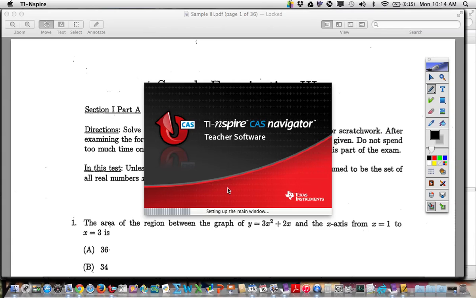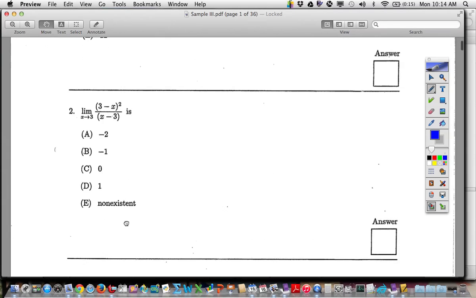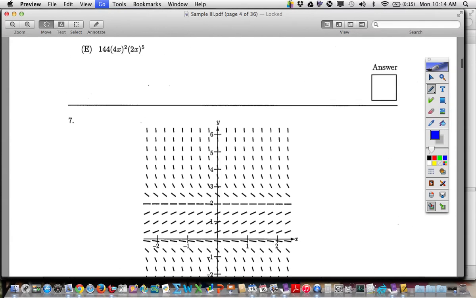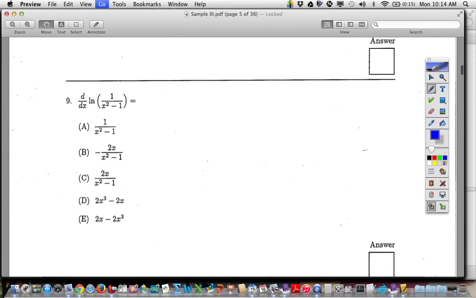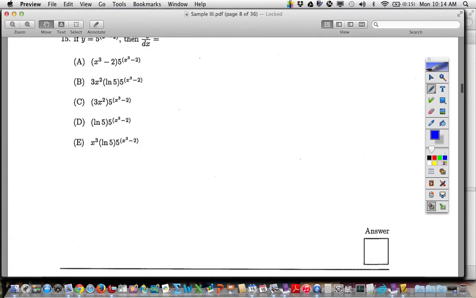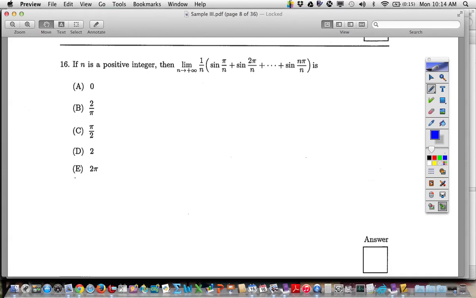All right, anybody have a question in the sample 3 in those first 16 problems that they would like to take a look at? 16. Okay, yeah, this was an interesting one here.